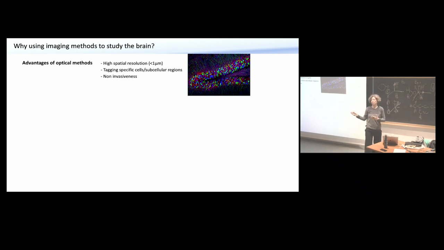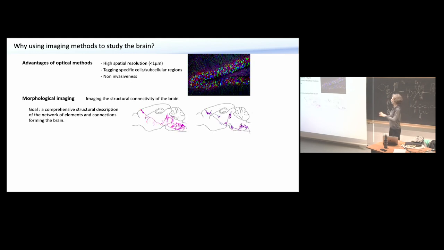So compared to the other method that people are using to study the brain, which is electrophysiology, optics brings some nice advantages. So in which fields people use optics to study the brain? One first type of application is to do morphological imaging, so to study the structural connectivity of the brain. For example, you have examples here where you tag one neuron and you can see where the neuron is projecting in all areas of the brain.